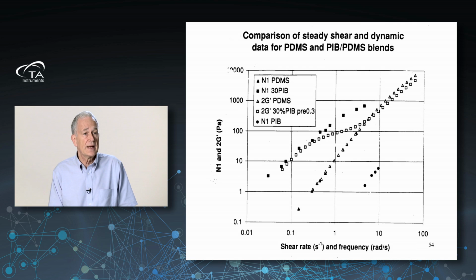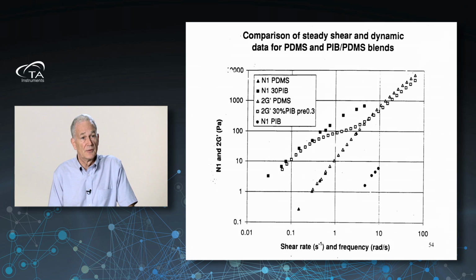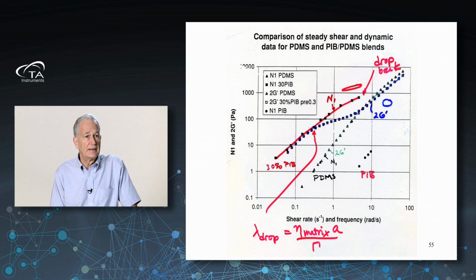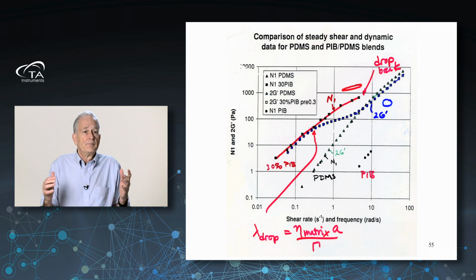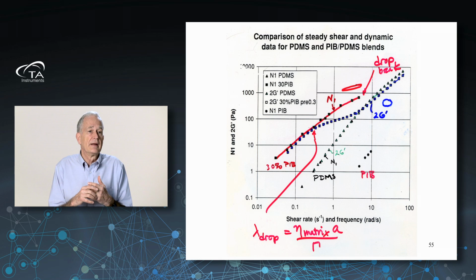You can see they're agreeing at the low frequency, and as we go higher in frequency, they are above the G prime because we're doing a steady shear and we're stretching out the drops. And I've just labeled that curve here, red being the normal stresses, and the blue being the 2 times G prime. So the G prime doesn't break up and is just wiggling back and forth, so you can go to high frequency, but you can't go to high shear rate with the normal stresses because the drops break.